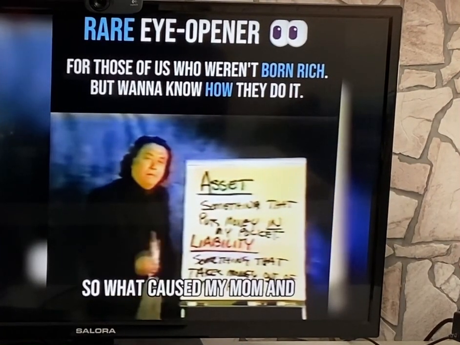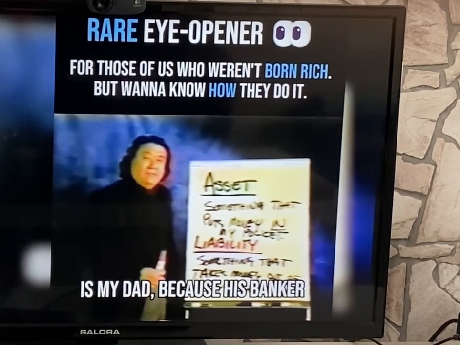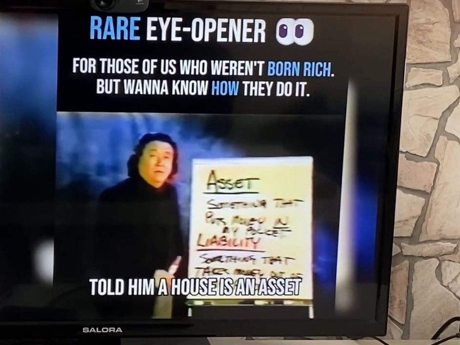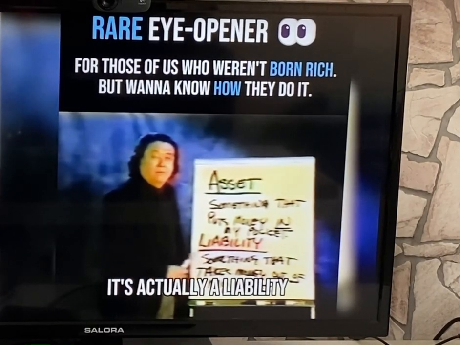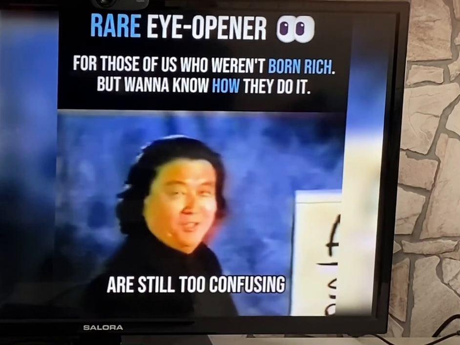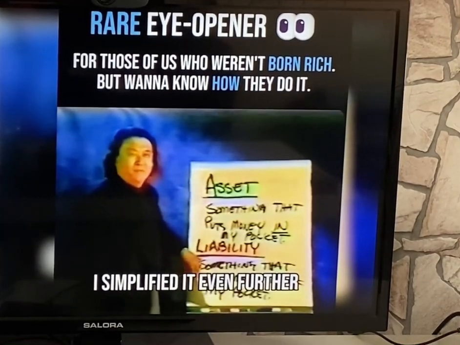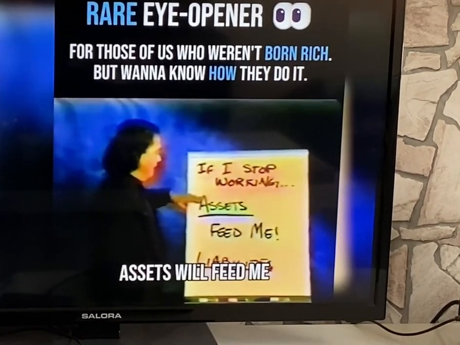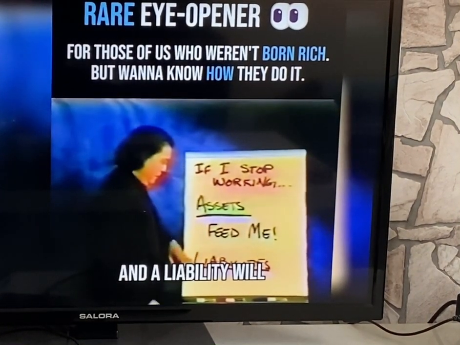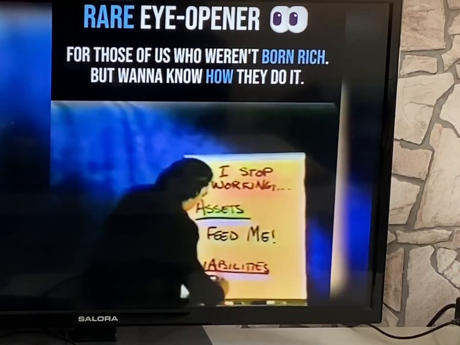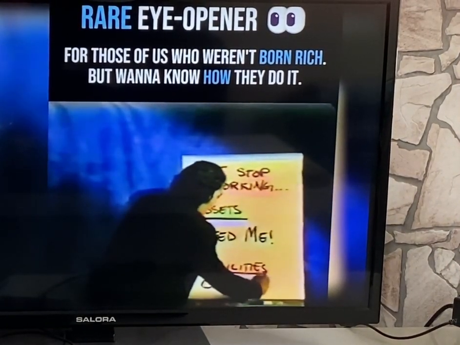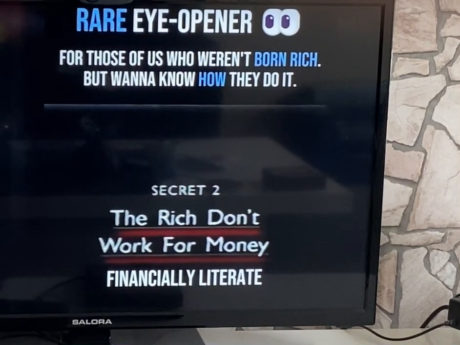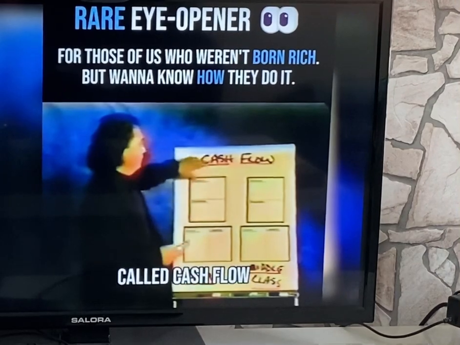So what caused my mom and dad to struggle financially is my dad, because his banker and his accountant and his real estate agent told him the house is an asset. By this definition, it's actually a liability. And if these definitions are still too confusing, I simplify it even further. The new definitions are, if I stop working, assets will feed me, and a liability will eat me.